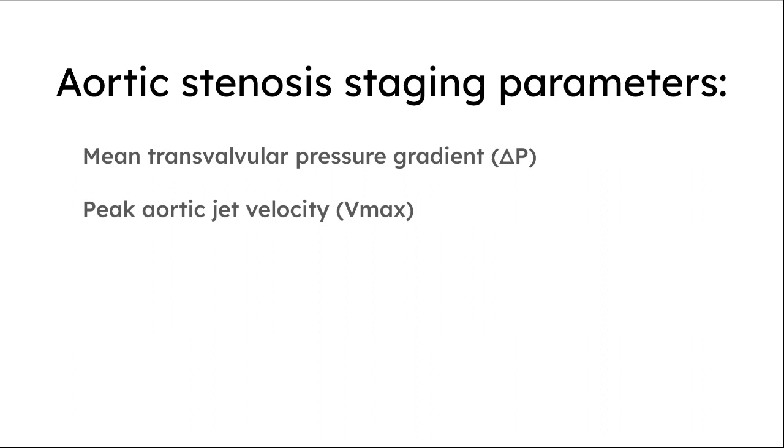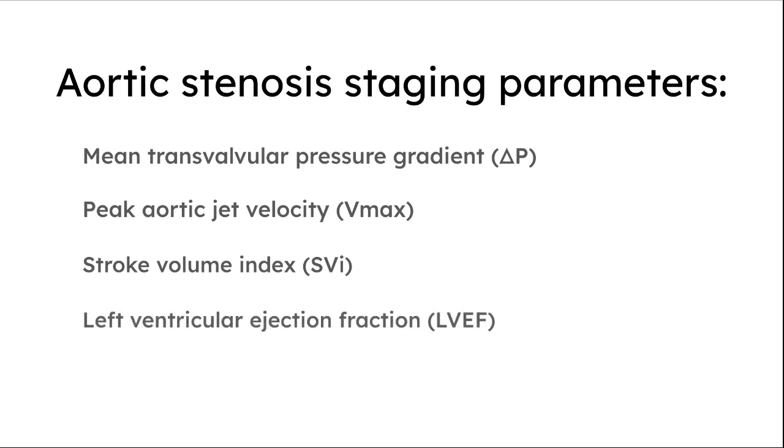Peak aortic jet velocity, or Vmax, is the highest recorded velocity of blood flowing across the aortic valve. Stroke volume index, or SVI, is the amount of blood ejected from the left ventricle with each cardiac cycle indexed to body surface area. And lastly, left ventricular ejection fraction, or LVEF, is the volumetric fraction of fluid ejected out of the left ventricle with each contraction.